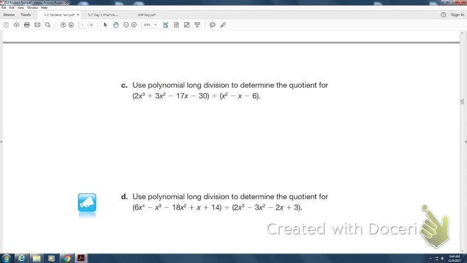If I'm dividing the cubic by the quadratic, the quadratic is out here, and I'm dividing the cubic by that. I need to move that down some. So then I've got 2x cubed plus 3x squared minus 17x minus 30.